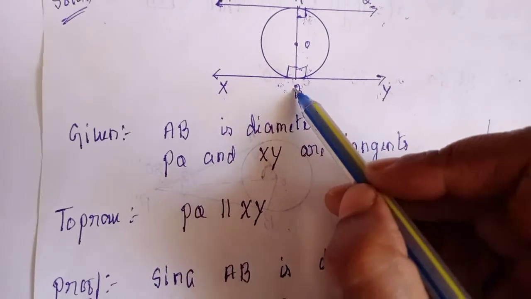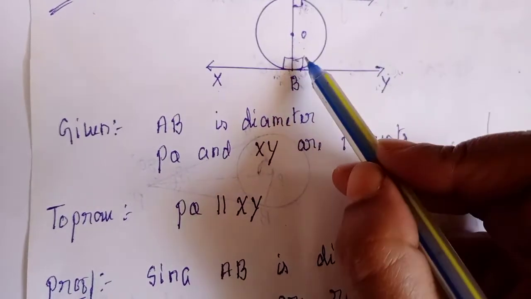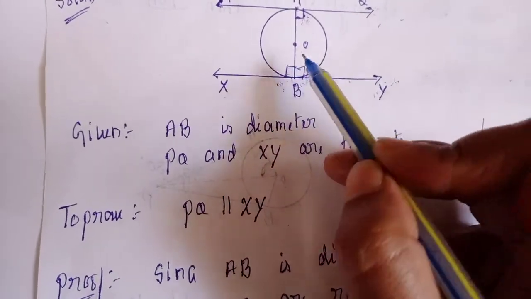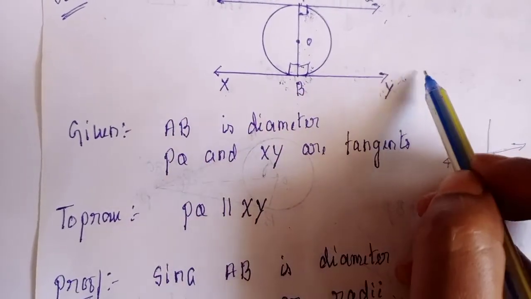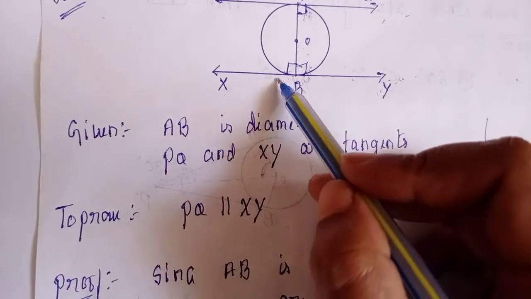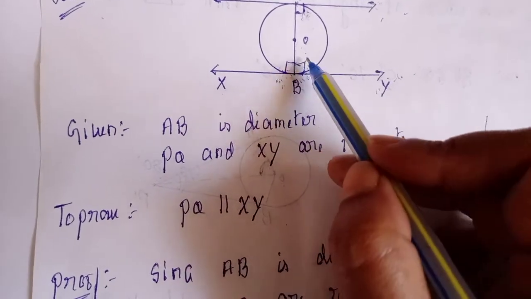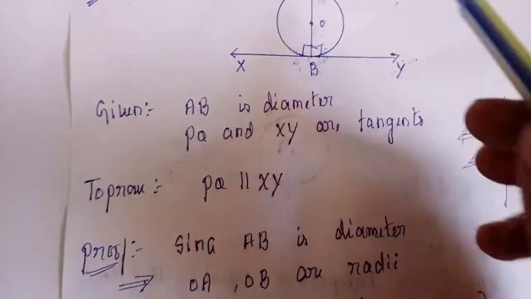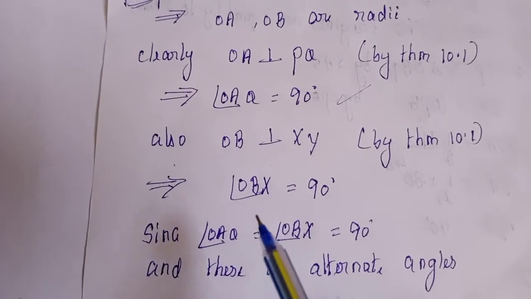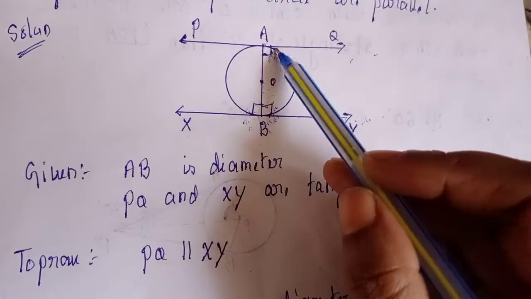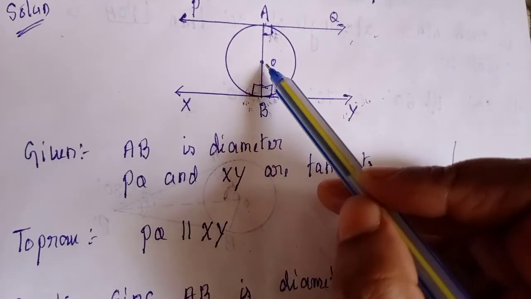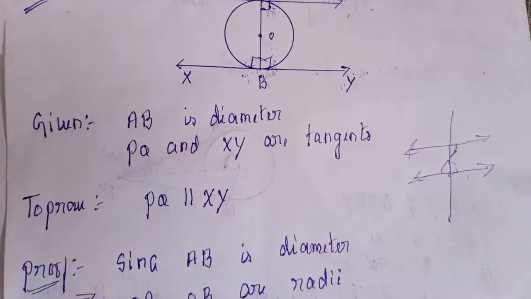Since OB is perpendicular to XY, either this side angle is 90 or this is also 90, because it is a straight line. If it is a straight line, it is the linear pair concept. If one side is 90, the other side is also 90. So I got that OBX equals 90. Now I proved that angle OAQ is 90 and also angle OBX equals 90.